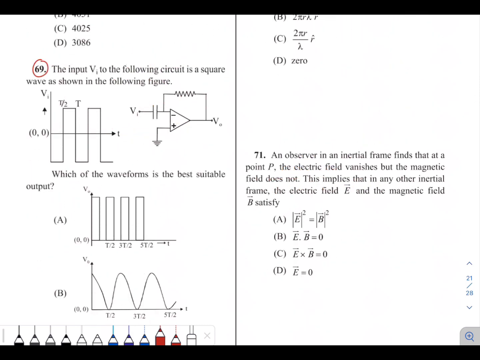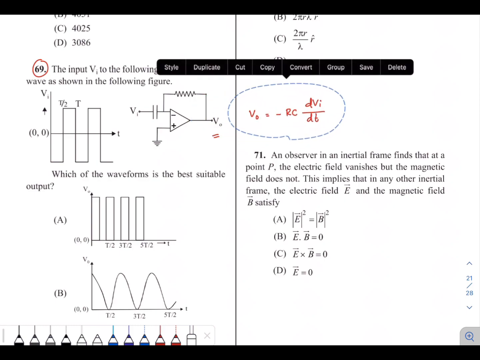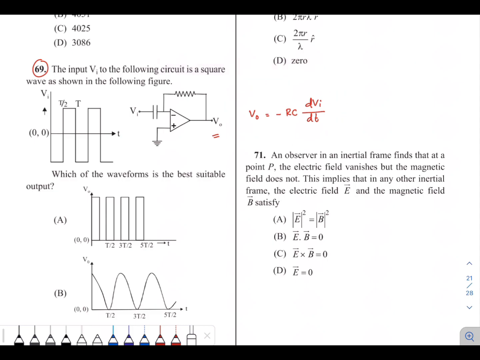Problem 69. The input Vi to the following circuit is a square wave as shown in the following figure. Which of the waveforms is the best suitable output? So you note this configuration. This is a differentiator op amp. So the output V output is equal to minus RC times the derivative of the input signal.